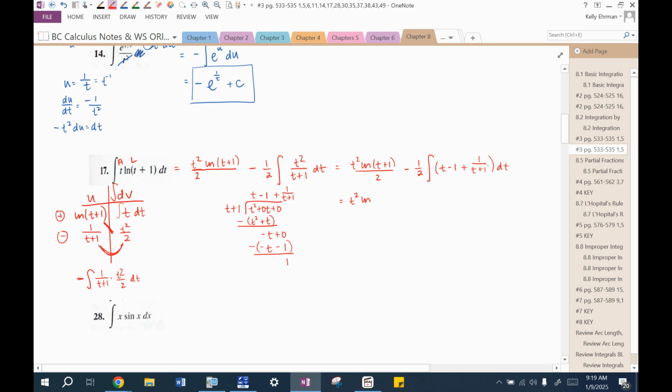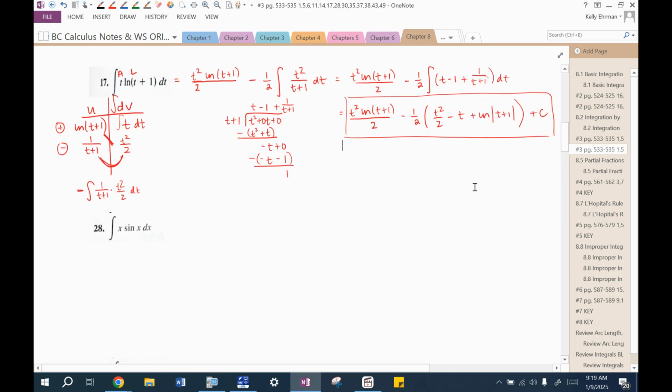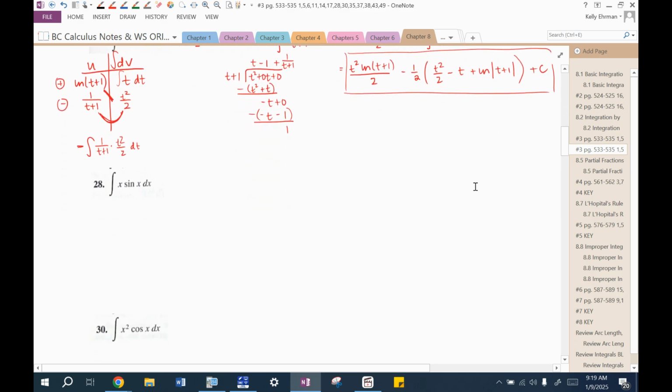So this is still here, t squared ln of t plus 1 all over 2. And then it's minus 1/2. I'm just going to put this in parentheses instead of distributing it through. The integral of t is t squared over 2. The integral of 1 is t. The integral of 1 over t plus 1 is plus ln absolute value t plus 1. Plus c for the indefinite integral. And that's our final answer. They don't always end up simplified and pretty looking.